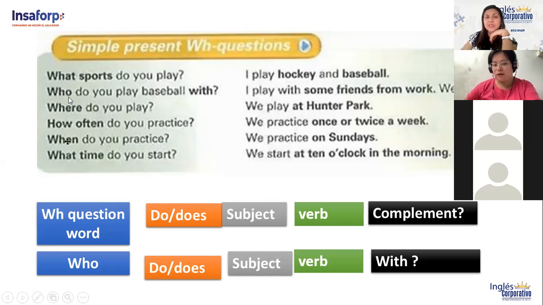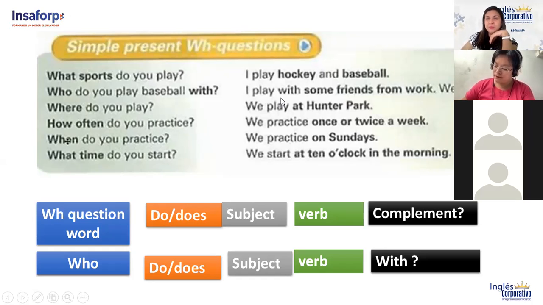Another example is, who do you live with? ¿Con quién vives? Who do you live with? ¿Con quién almuerzas? Who do you have lunch with? ¿Con quién bailas? Who do you dance with? Okay? So we need to add with.